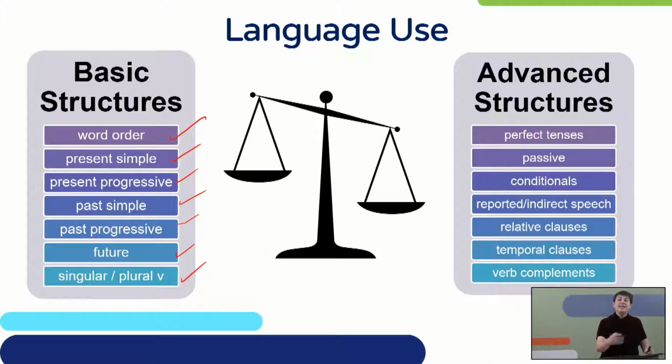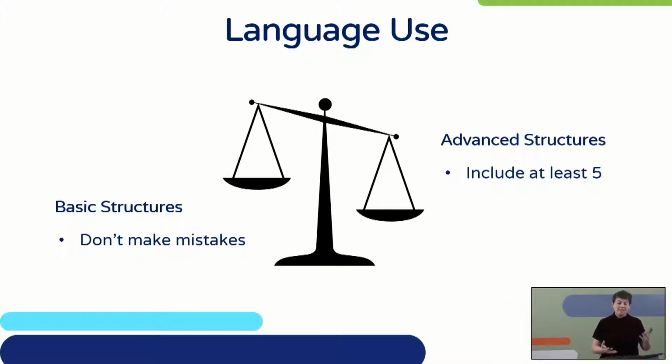In the advanced, including them, using the present perfect, using the passive, adding conditional if statements, using reported or indirect speech, relative clauses, temporal, verb complements, all of these advanced structures enrich your language and your language use. It's a balancing act. Don't make mistakes in the basic and include at least 5 of these advanced. Find a balance there and you'll get all the points.